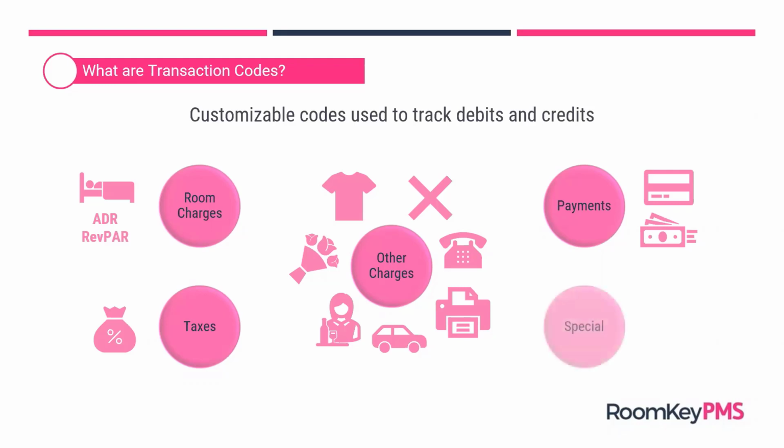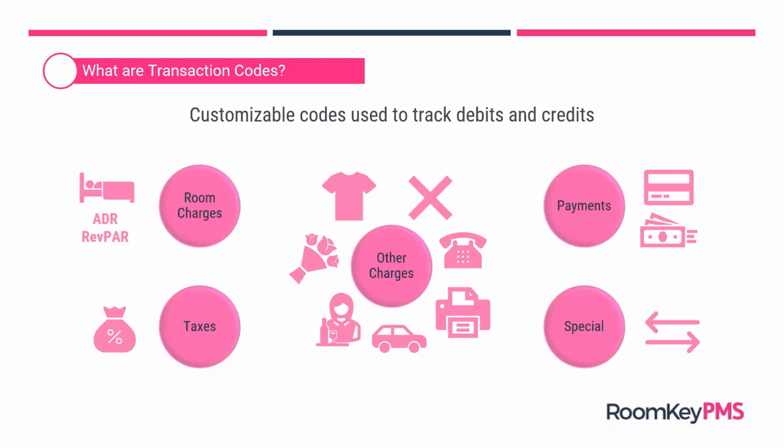The last type of transaction code are called special codes. Sometimes these are also referred to as system codes. These are the least customizable. They are built by the system. They are not used to charge for items for the guest. They are actually used to transfer charges or revenue between general ledger accounts.